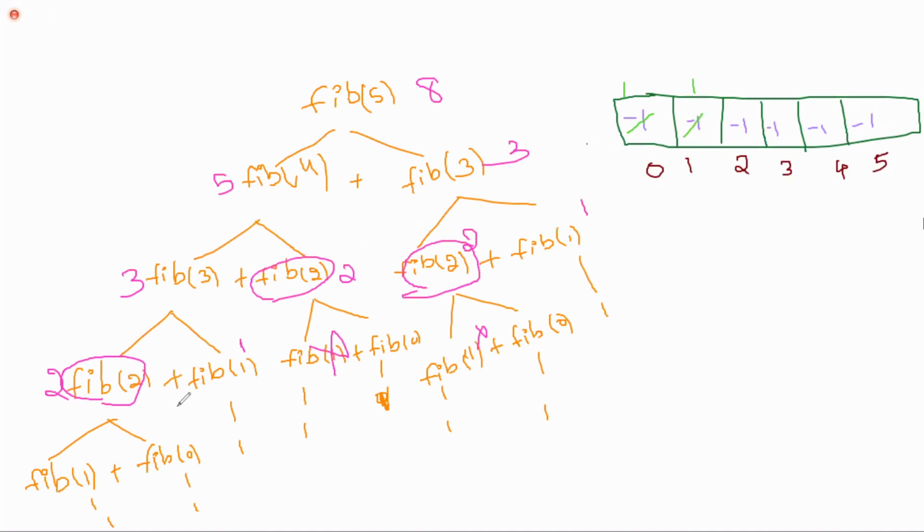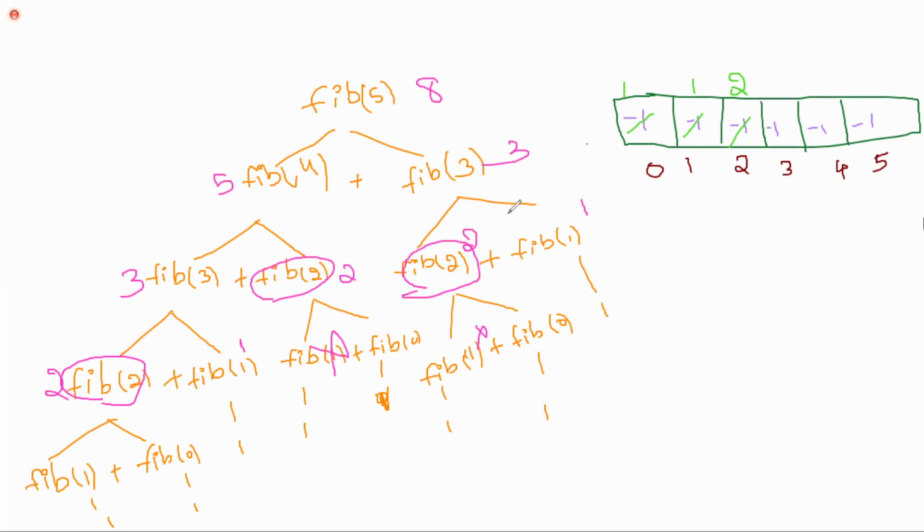Now fib of 2. Fib of 2 means fib of 1 plus fib of 0. So I have remembered the first position value as well as the zeroth position value. So I know what is fib of 1, I know what is fib of 0. So 1 plus 1 will give you 2. So after calculating, I'm replacing the value with 2.